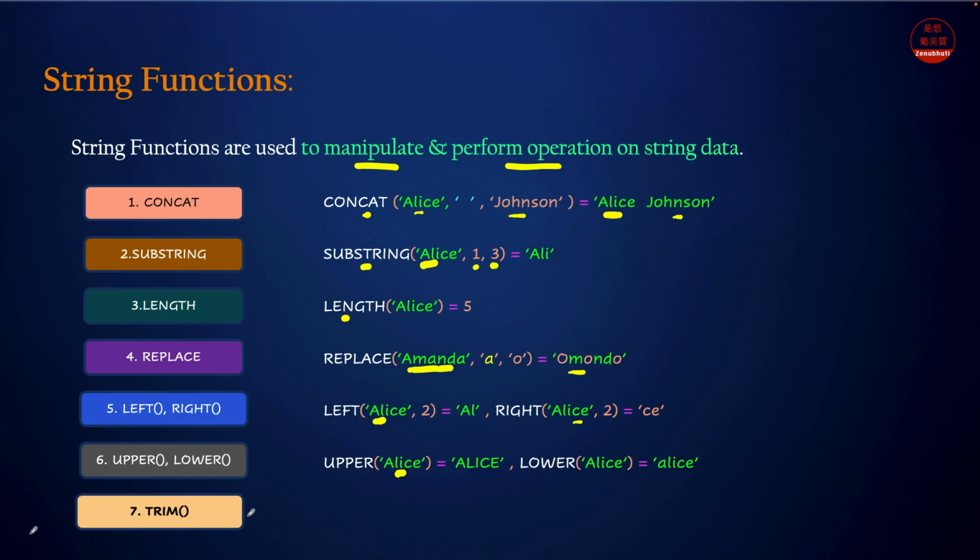Trim. If you want to remove spaces before and after your strings, white spaces, then you can use the trim function. Here we have a few white spaces, and when you use the trim function, you will get output without any white spaces. Now we're going to solve some exercises based on these string functions. Let's do that.